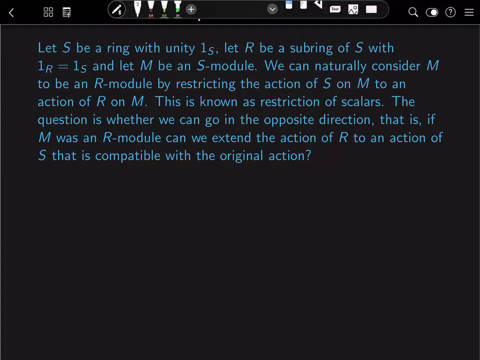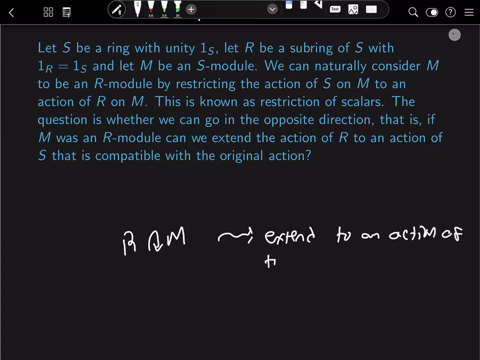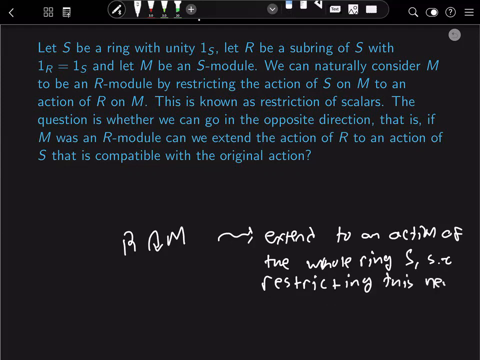Okay, so what does that mean exactly? Well, if we have R acting on M, we want to extend this to an action of the whole ring S, such that when we restrict the action of S back to R, we get the original action back.